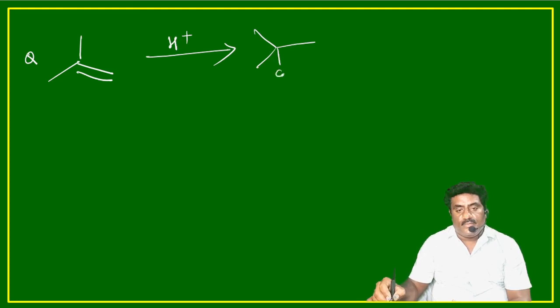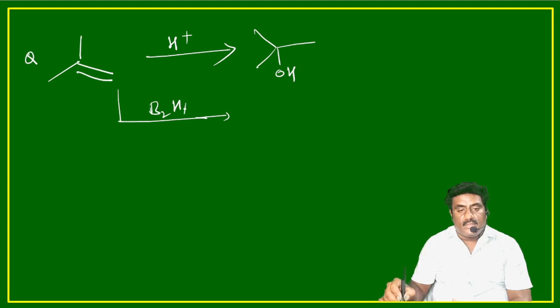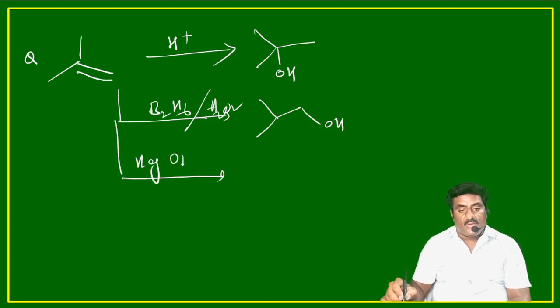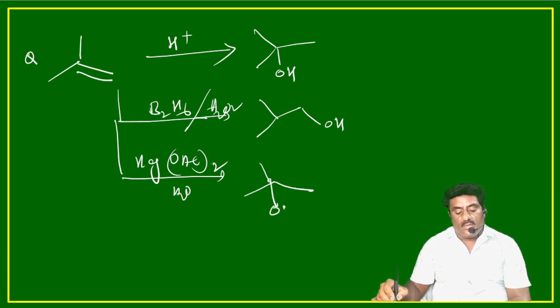I'm writing one question. In presence of hydration, what is the product? It forms this product. Same reaction with diborane, B2H6, in presence of H2O2, what is the product? Here there is no rearrangement. Same reaction with oxymercuration and demercuration, what is the product? This is the product.